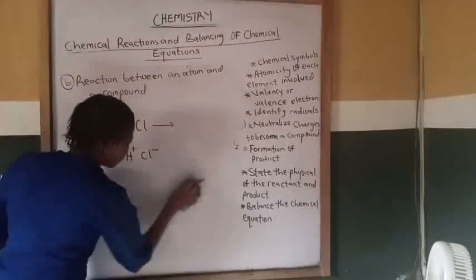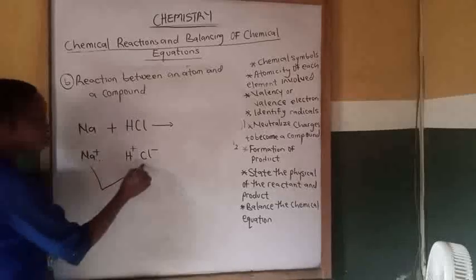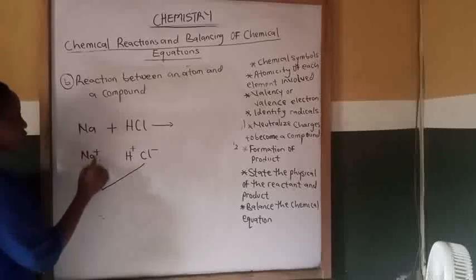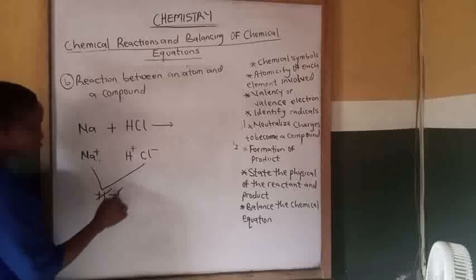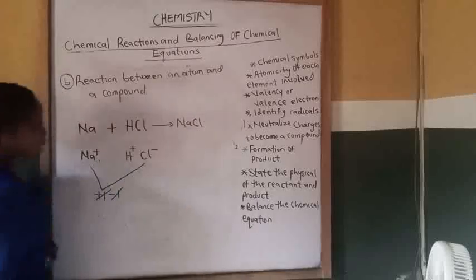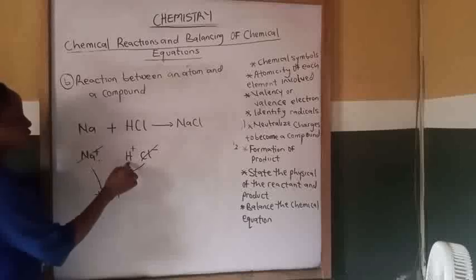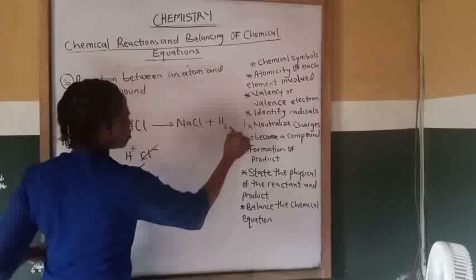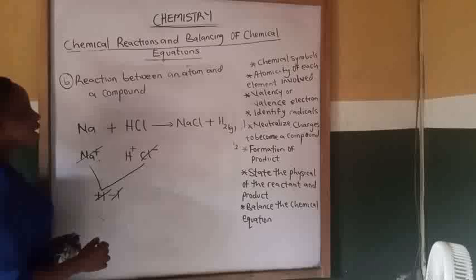Now, to form our product, positive will combine with negative. Then the charges must neutralize each other. So the charge on sodium is plus 1. The charge on chlorine is minus 1. So the positive will neutralize the negative to give us NaCl. We have used chlorine, we have used sodium, so we are left with hydrogen. Hydrogen is a diatomic gas, so it will escape in the form of gas. So our product now is sodium chloride plus hydrogen gas.